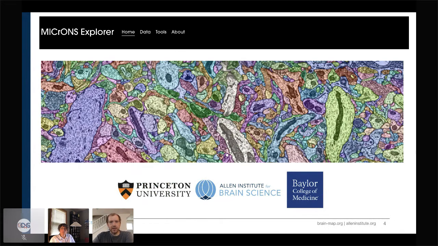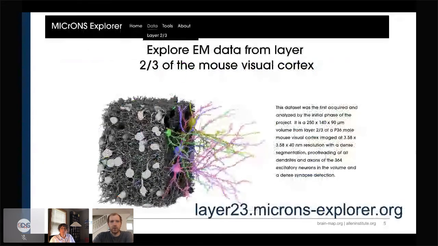If you go to the website, this is a view of the homepage. If you click on the data tab, you can go to the layer 2/3 page for the data set that is presently publicly available. Here's a nice visualization made by Nico Gimenez from the Seung Lab that illustrates a large number of pyramidal cells from the volume rendered in 3D.